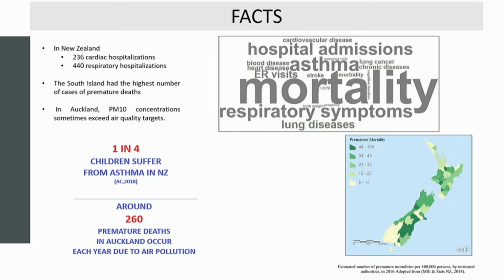And according to Auckland City Council, 1 in 4 children suffer from asthma in New Zealand, and there are around 260 premature deaths in Auckland because of the poor air quality. And you can see that in the South Island, the rate goes higher.